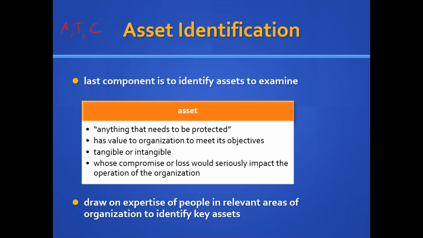First of all, we start with asset identification. An asset is anything that needs to be protected. It has value to the organization to meet its objectives. Very importantly, it could be both tangible or intangible. It's not just a server, but intangible things as well. If this is compromised or lost, it would seriously impact the operation of the organization. It draws on expertise of people in relevant areas of the organization, so those people are the best ones to tell you about the assets.